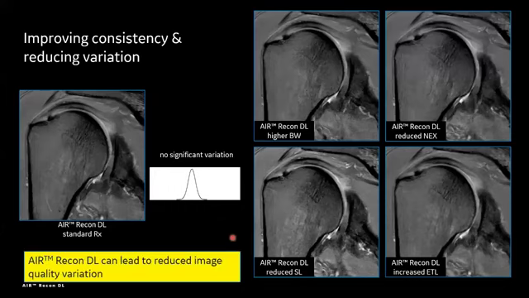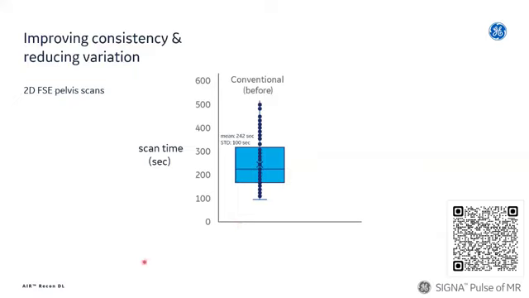So basically, this is a take home. It can lead to reduced image quality variation. Another thing that it can do is lead to more consistent scan times and shorter scan times. So here's an experiment where we collected some data from one of our trusted sites. These happen to have been 2D fast-spin echo pelvis scans.